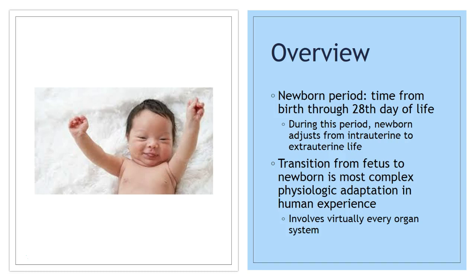So a quick little overview about newborns. The newborn period is the time that occurs from birth through the 28th day of life. During this time, newborns are also referred to as neonates. And during this period, the newborn adjusts from intrauterine to extrauterine life.